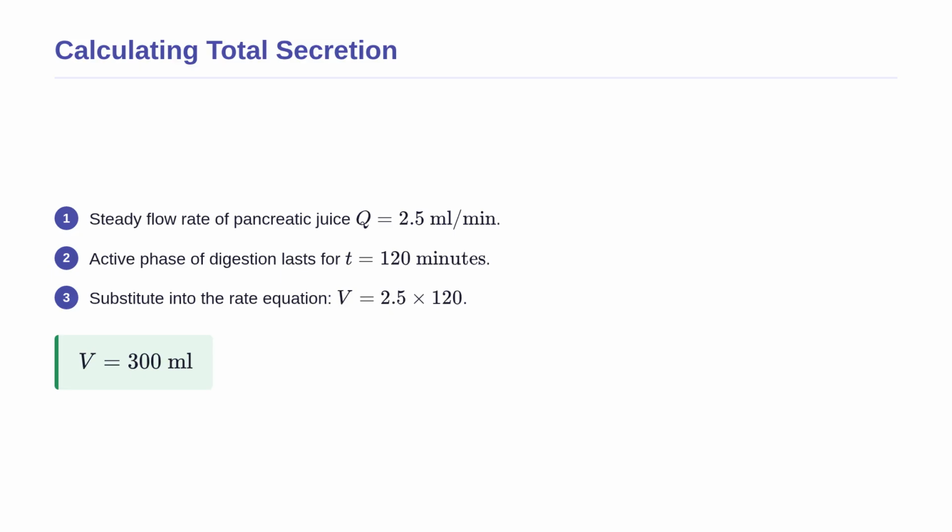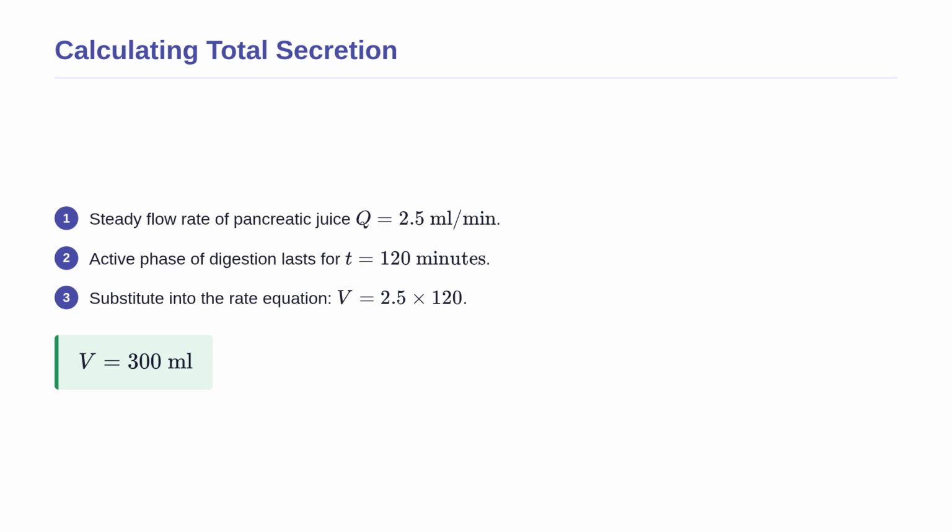Before we move on, let us see this with a concrete example. Suppose a vertebrate's pancreas secretes digestive juice at a steady flow rate of 2.5 milliliters per minute. The animal has just consumed a very large meal, and the active phase of digestion will last for 120 minutes. We want to calculate the total volume of pancreatic juice dumped into the alimentary canal.